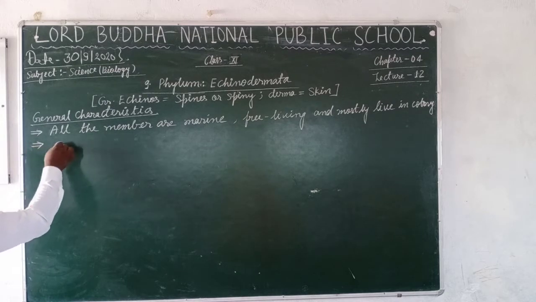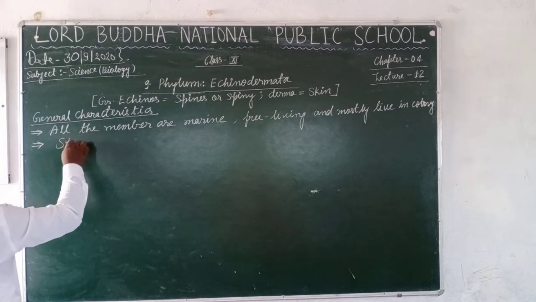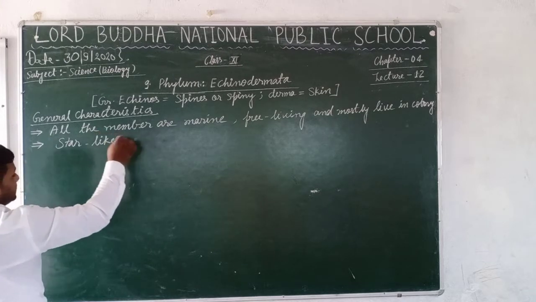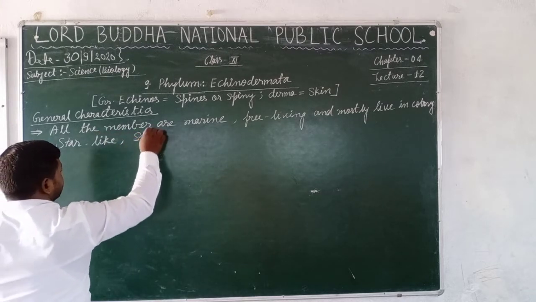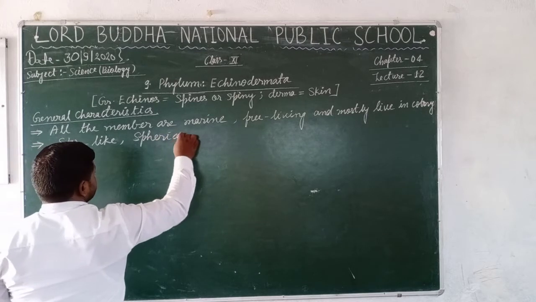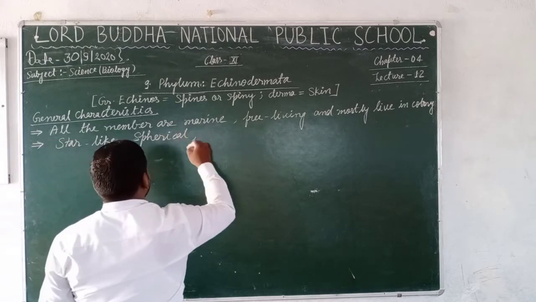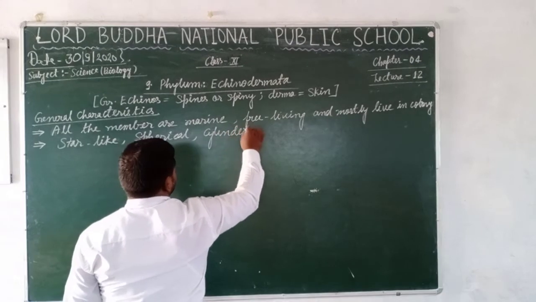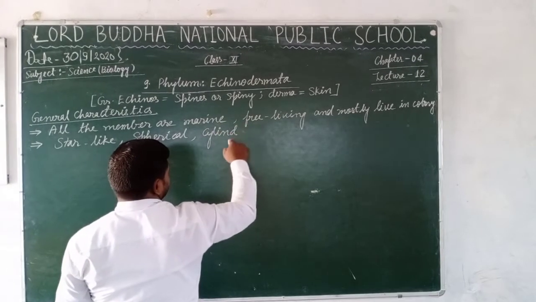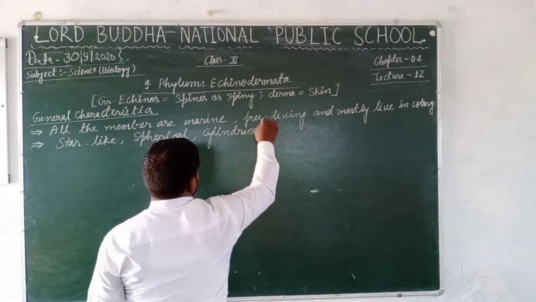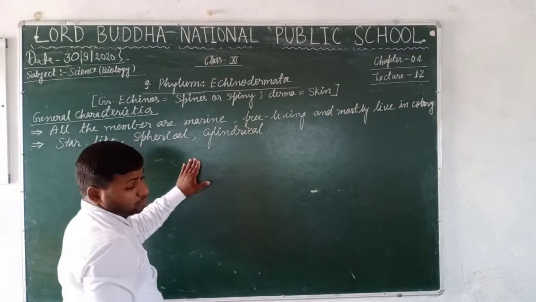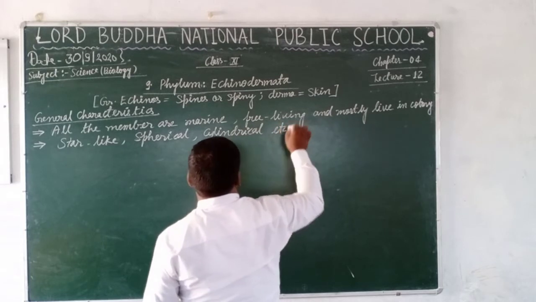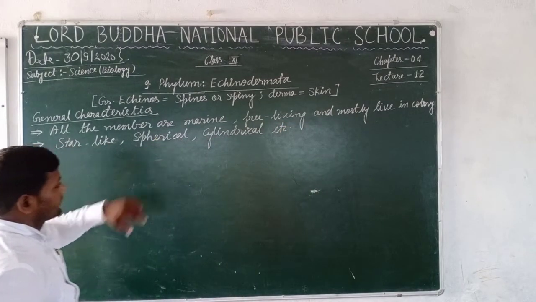The members are star-shaped, spherical like Echinus, or cylindrical like Holothurians.